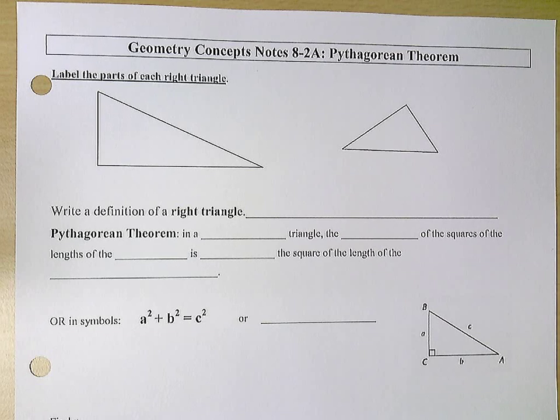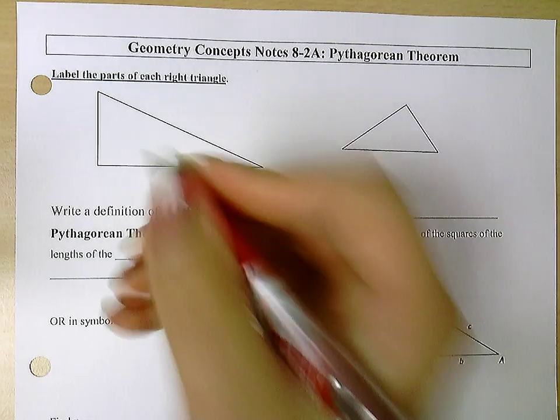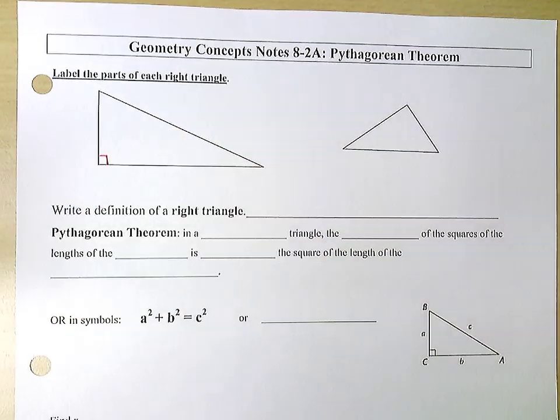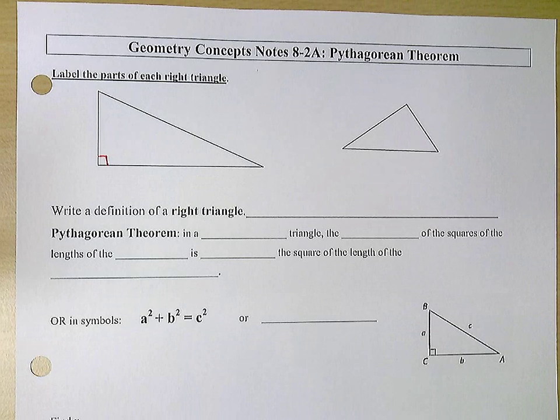Look at the Pythagorean theorem today. Okay, Pythagorean theorem. So first thing I want to do is label parts of a right triangle. In a right triangle, you have one 90-degree angle. We usually label that with that box in that corner there. Okay, that is a 90-degree angle.